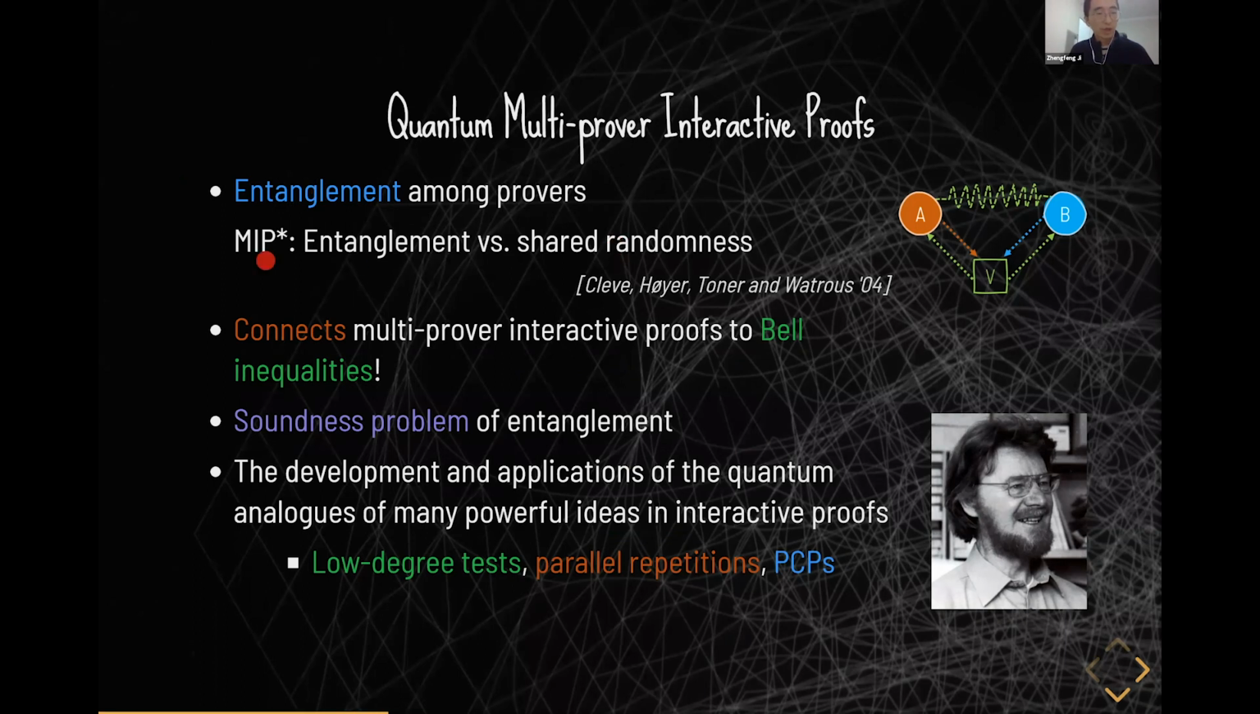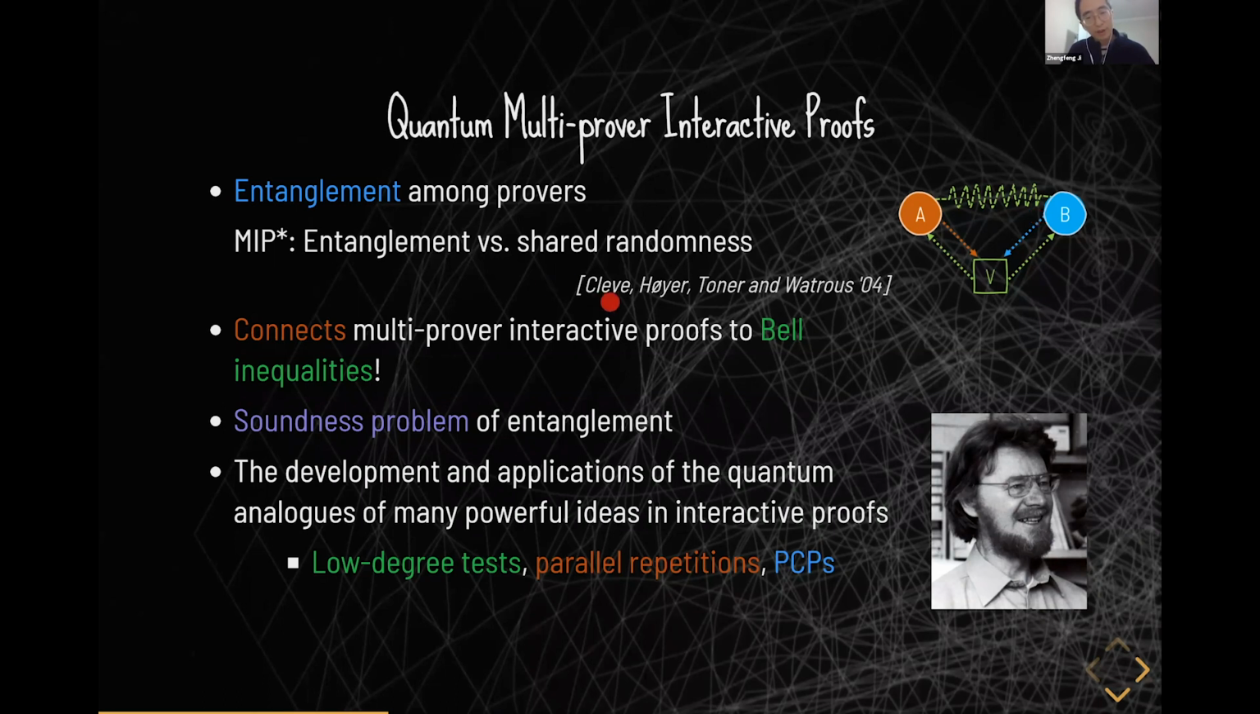So the class MIP star is much like the MIP. Remember the model that we talked about, the two-prover interactive proof system. You have Alice and Bob, talking to a verifier. They want to convince the verifier of some statement. But now the difference is that we allow Alice and Bob to share entanglement. So Alice and Bob can share arbitrary entangled states, but they cannot communicate.